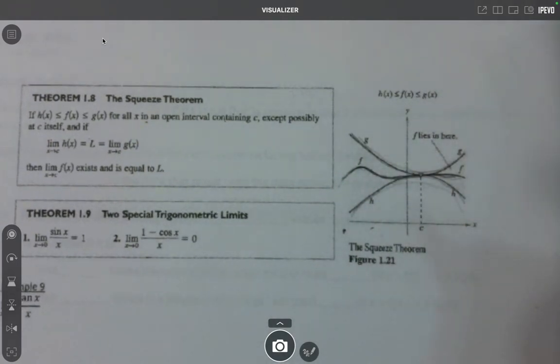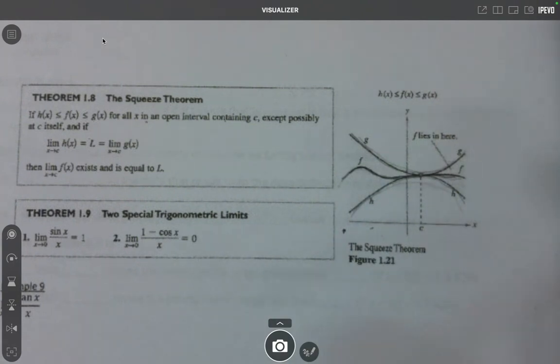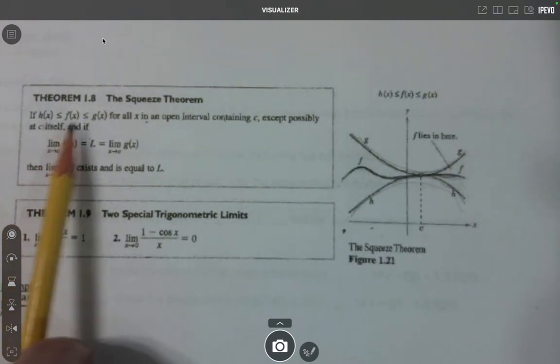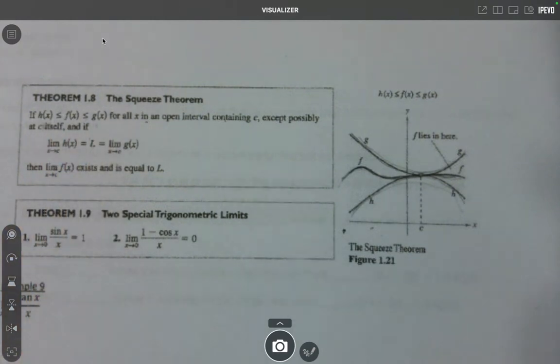So maybe f has some weirdness, and I can't actually find its limit, but because I know the limits of those other two, and it's that same value, and f is between them, f must have the same limit as well. So that's what they're showing here. So we have h of x less than or equal to f of x less than or equal to g of x. So remember, when we talk about h of x, f of x, g of x, we're talking about the y values.